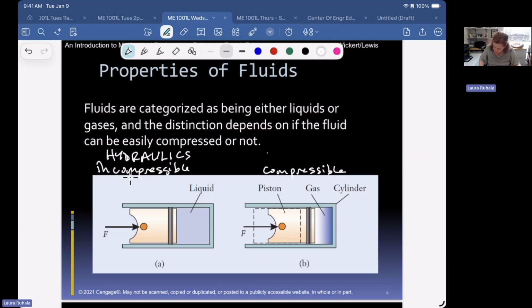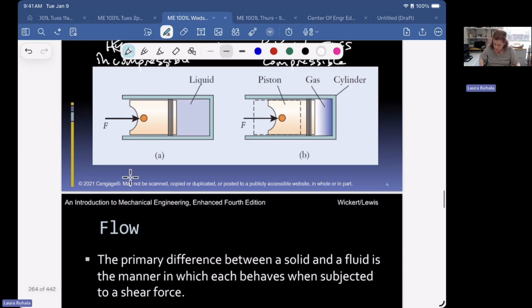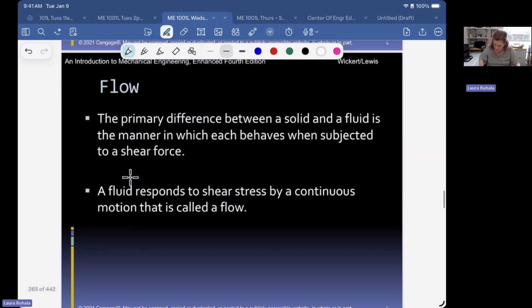But then they also have a pneumatic component. And these two things combined are what we often call fluid power. So fluid power would be the combination of pneumatics and hydraulics. Okay, and fluid power, that's just one aspect of fluids that you'll be talking about.